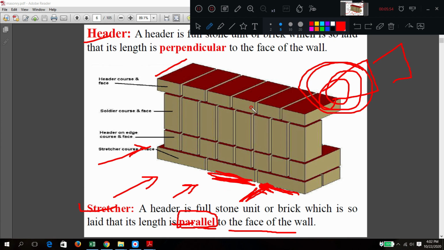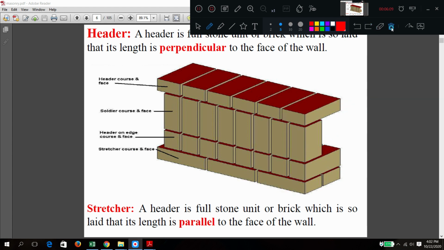In which course are vertical joints more? We have seen that a course is a horizontal layer made up of building units. This is one layer, this is also one layer, and these are all layers. Now in the header course, you can see there are more vertical joints. But in the stretcher course, the vertical joints are fewer. Is that okay?